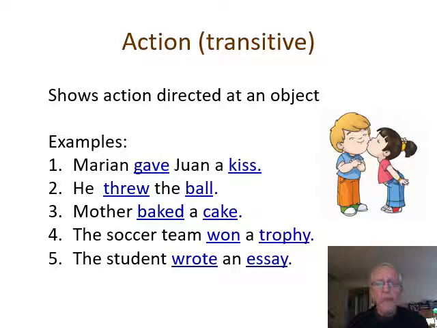The student wrote an essay. Well, that's very straightforward. You have to write something. In this case, he writes an essay, maybe for school. He could write a letter to grandma. He could do anything in writing. And wrote means it's past tense. He's through with his writing. But in every one of these cases, 1 through 5, direct objects are required for that action verb.